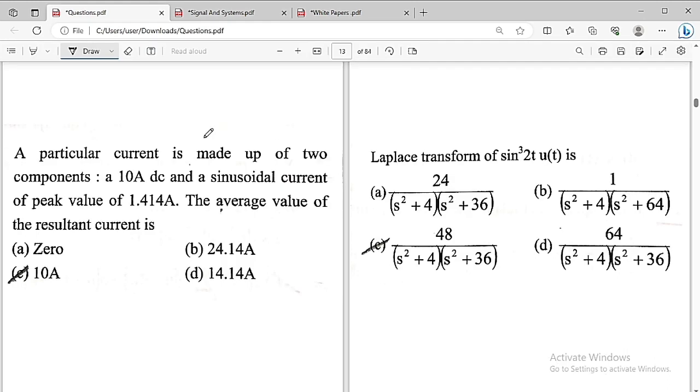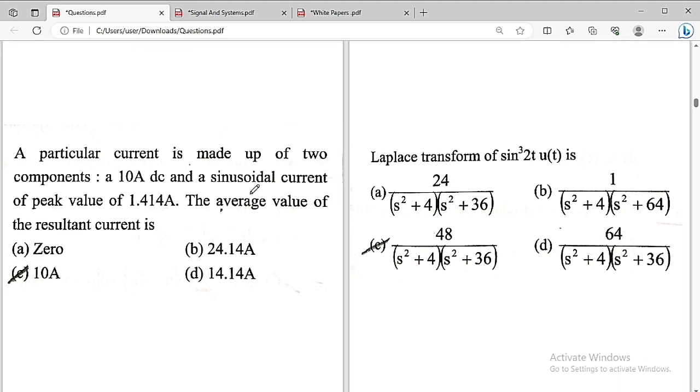Now we are going to solve another question. See the question here. A particular current is made up of two components: a 10 ampere DC and a sinusoidal current of peak value 1.414 ampere. The average value of the resultant current is.